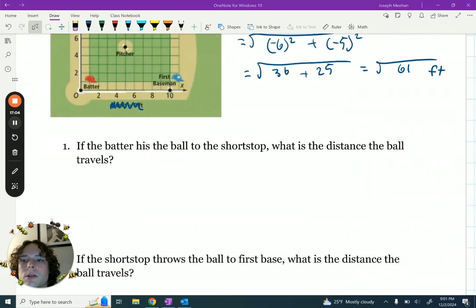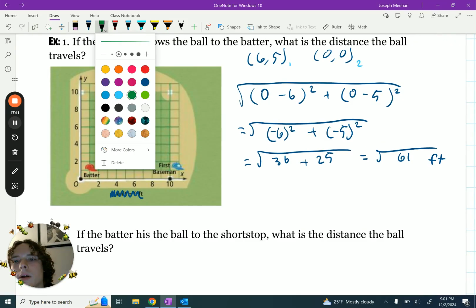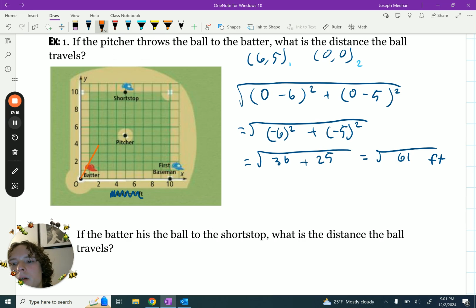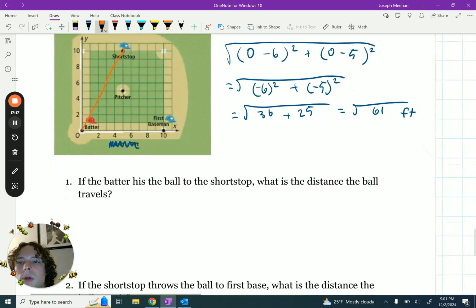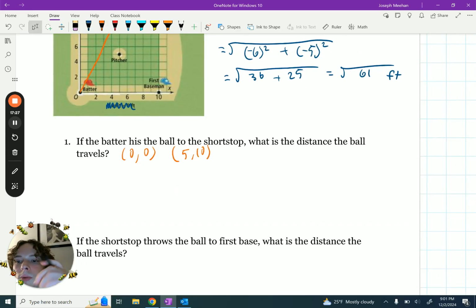All right, so this next example here, it says if the batter hits the ball to the shortstop, what is the distance the ball travels? Let's pick a good color here. Let's pick orange. We're going from the batter to the shortstop. So let's write down the coordinates here. We have the batter at 0, 0, and the shortstop looks like he's at 5, 10. So if we want to find the distance between those 2 points, we plug it into the distance formula. Let's make 0, 0 point 1 and 5, 10 point 2.